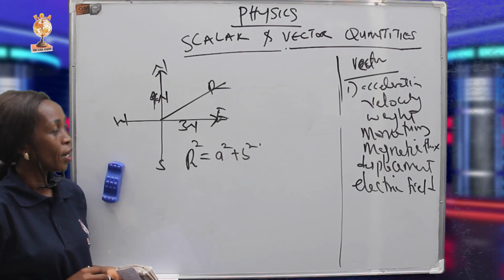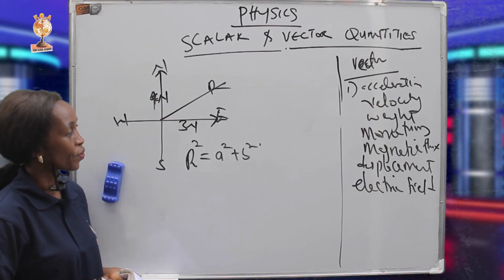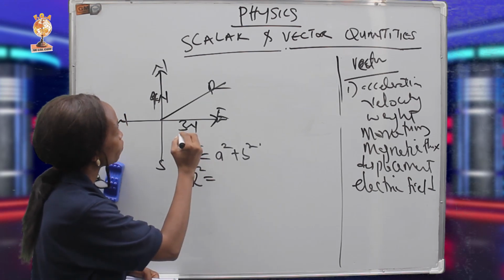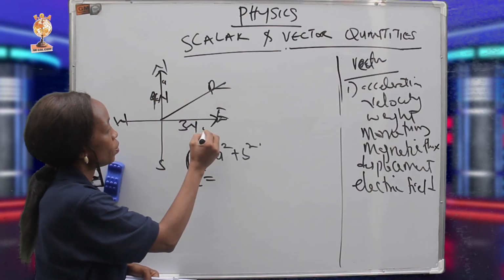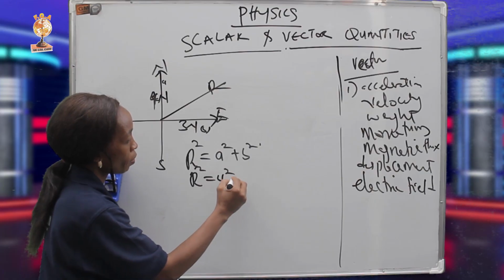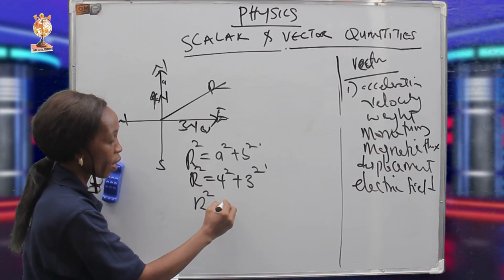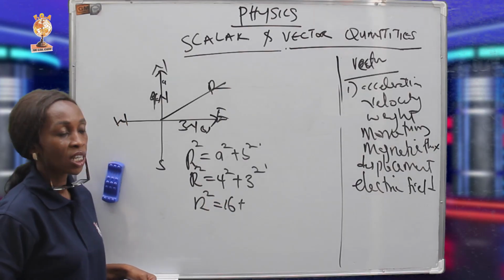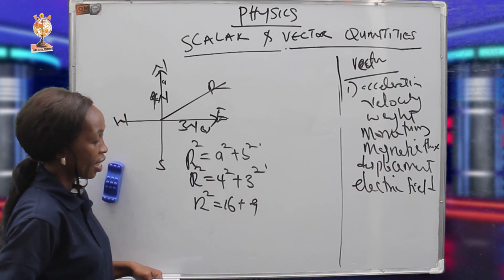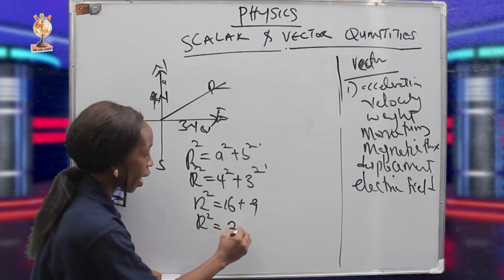R squared is equal to A squared plus B squared. Let's assume this is A and this is B. So we have 4 squared plus 3 squared. R squared now becomes 4 squared, which is 16, which is 4 times 4, and 3 squared is 9. Then R squared becomes 16 plus 9, which is 25.